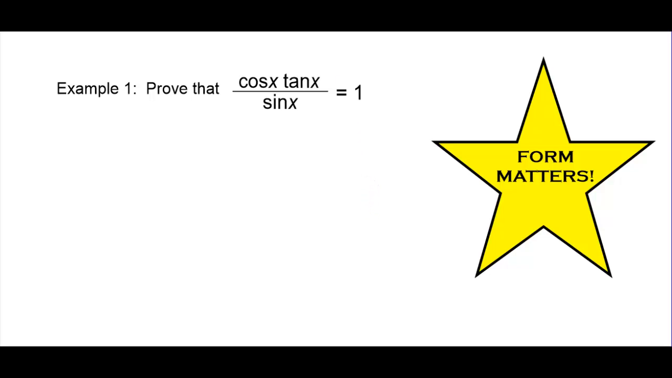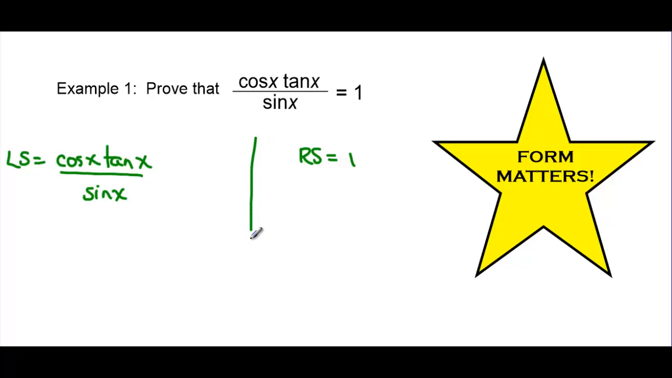So let's set up our page where we have a left side and we have a right side. In this case, our left side equals cosine x multiplied by tan x divided by sine x. And our right side just happens to equal 1. Our goal is to work our left side so that we can eventually make it equal to 1, which will prove that it equals the right side. And to help us remember that we can't cross over the left side to the right side when doing our proof, I'm just going to put a line here.